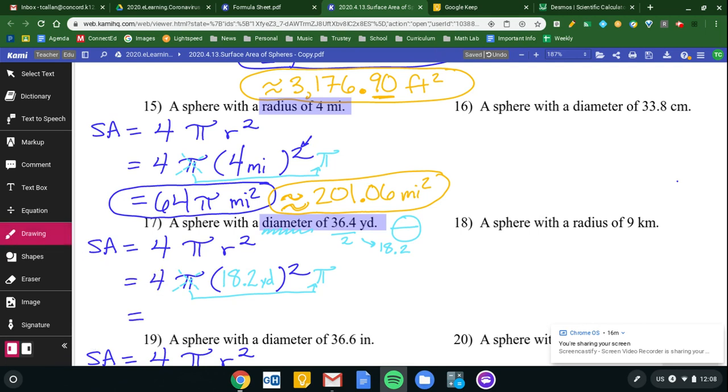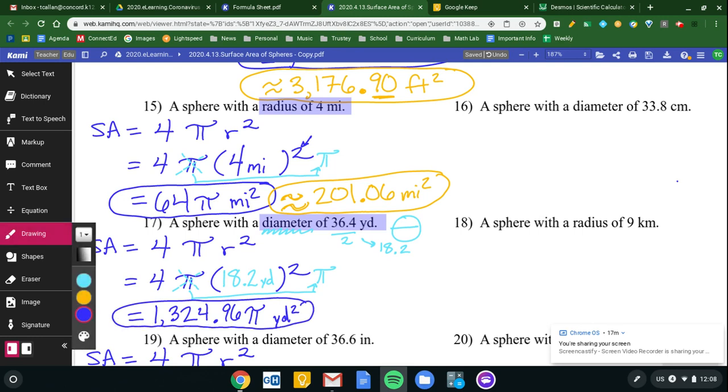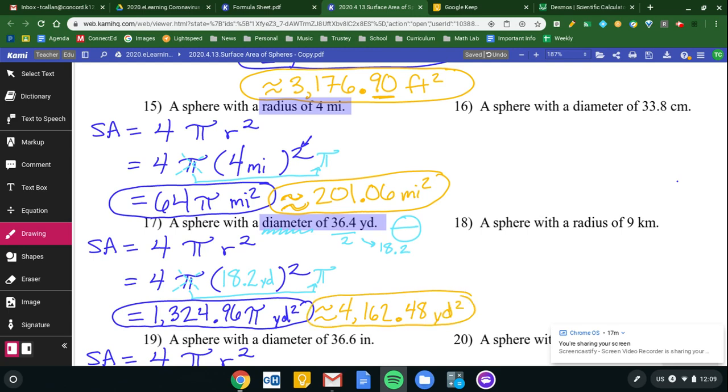Now let's go ahead and multiply 4 times 18 2/10 times another 18 2/10, and we get 1,324 9600 times pi square yards. That is the exact answer. Let's go ahead now and find an approximate answer. If we multiply that number times pi, we'd get about 4,162. And if we rounded to the nearest hundredths, it'd be 48 hundredths square yards.